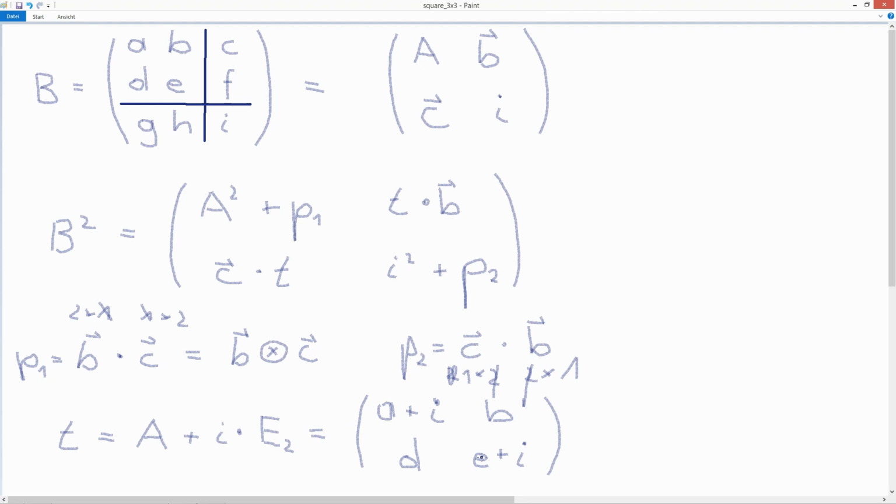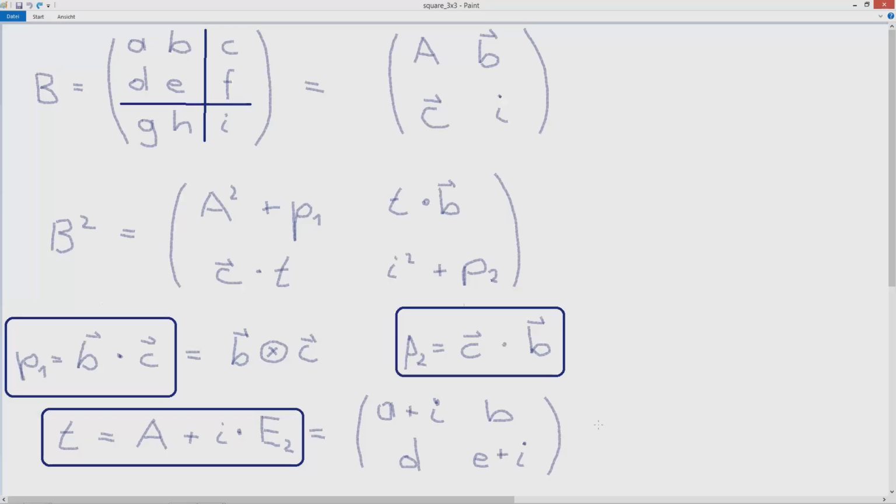Also note that here in this product T is on the left side, and here in this product T is on the right side. This is important because T is a matrix. In the 2 times 2 case this was not important, but here we have to make sure to get the right order.